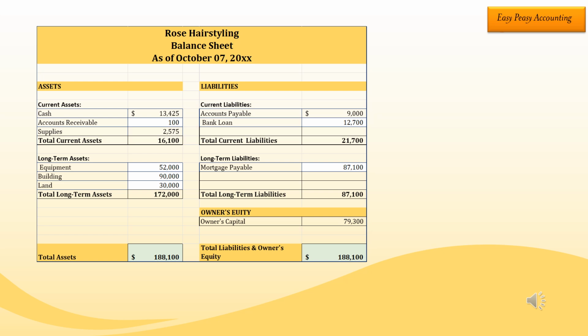This slide presents the updated balance sheet, reflecting all recorded transactions and how they have impacted the company's financial position.